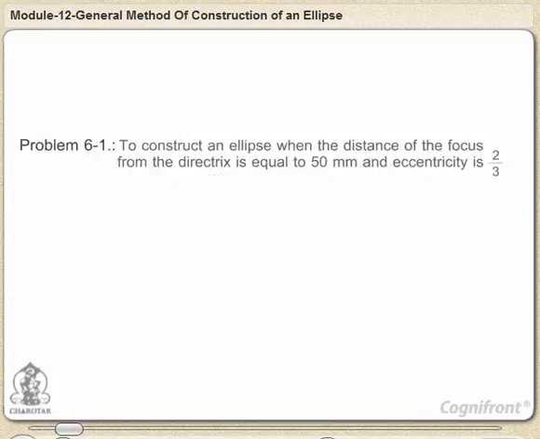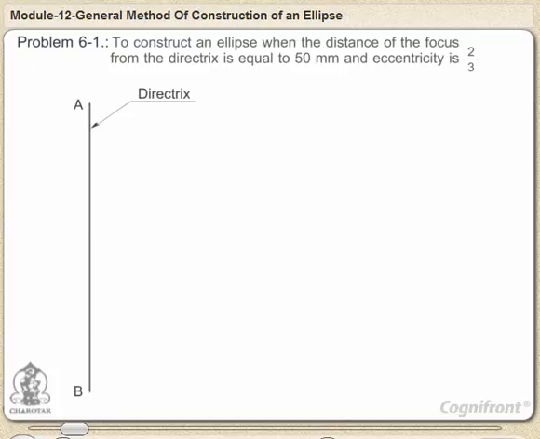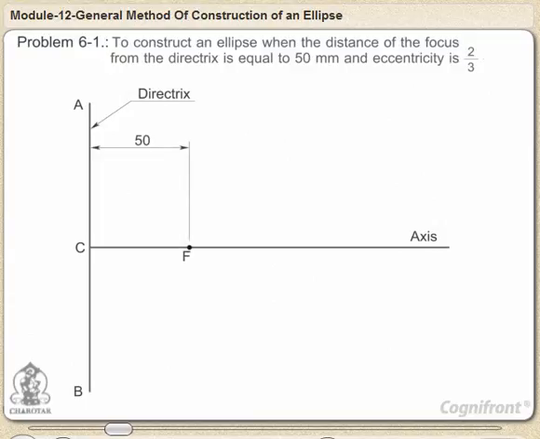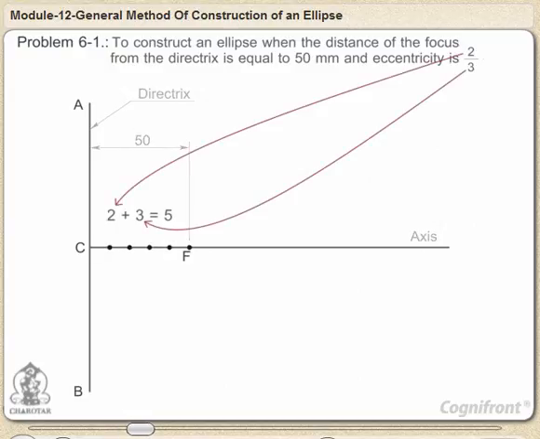Draw any vertical line AB as directrix. At any point C on it, draw the axis perpendicular to the directrix AB. Mark a focus F on the axis such that CF equals 50 mm. Divide CF into 5 equal divisions, the sum of the numerator and denominator of the eccentricity.